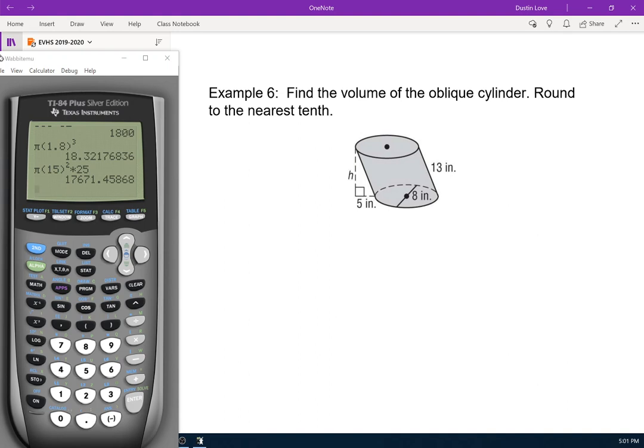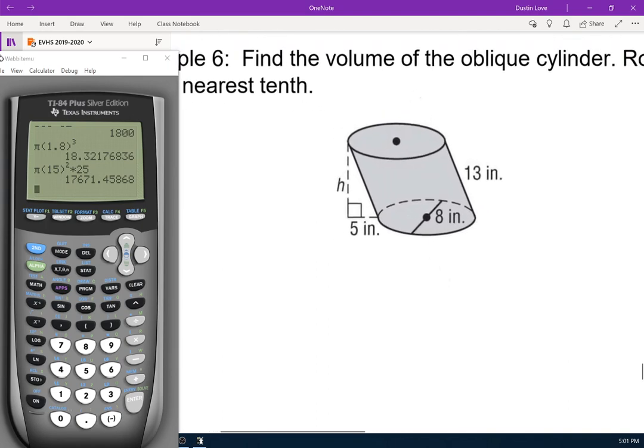Now we have to do a little bit of calculating here because I am not given the radius or the height. I'm given this slanted height here, but not the true height. So let's do radius first, okay? Looks like the diameter equals 8 inches. Therefore, the radius is going to equal 4 inches, just dividing by 2.